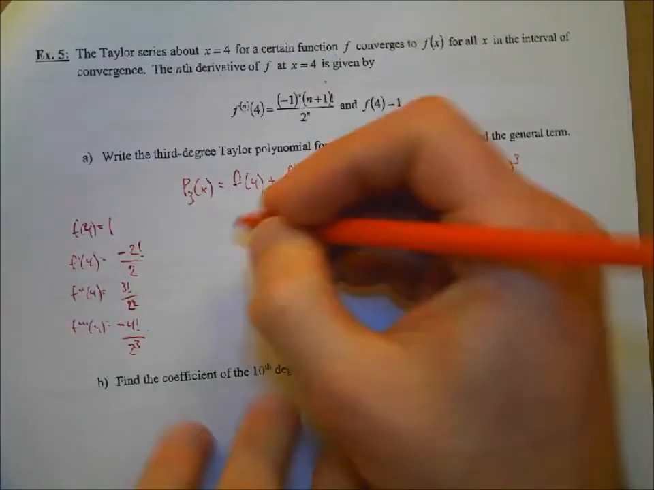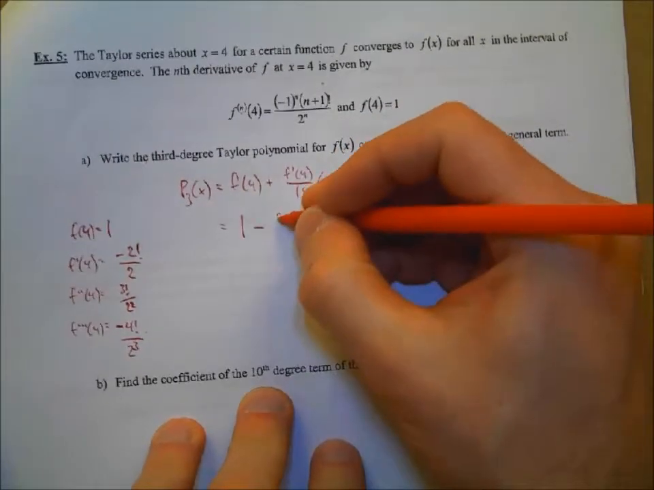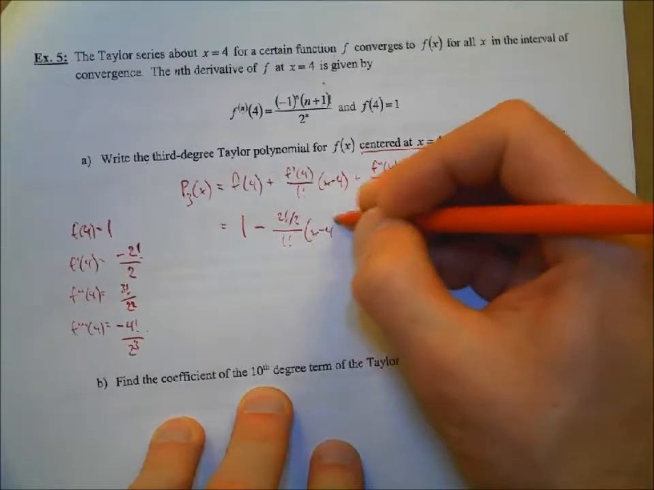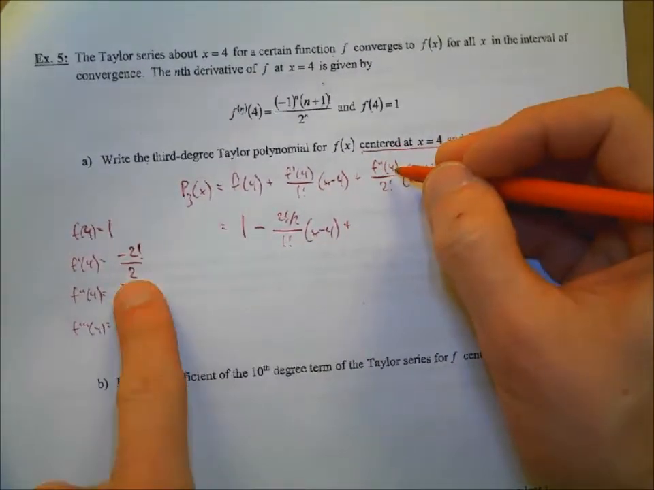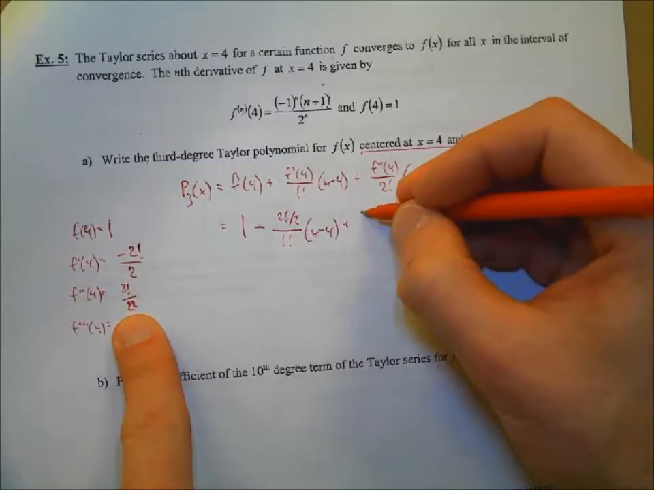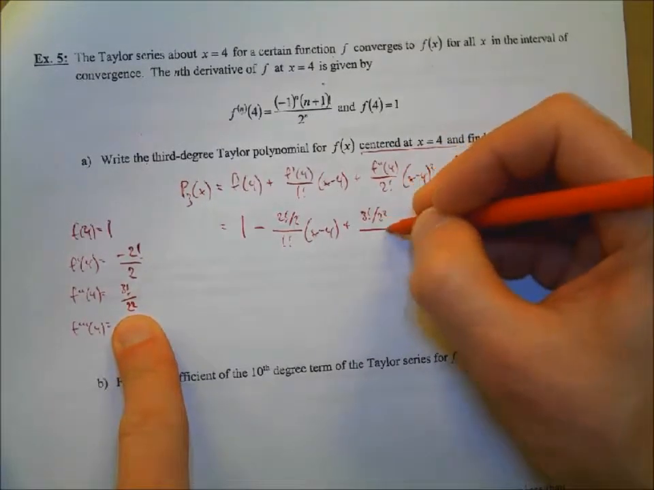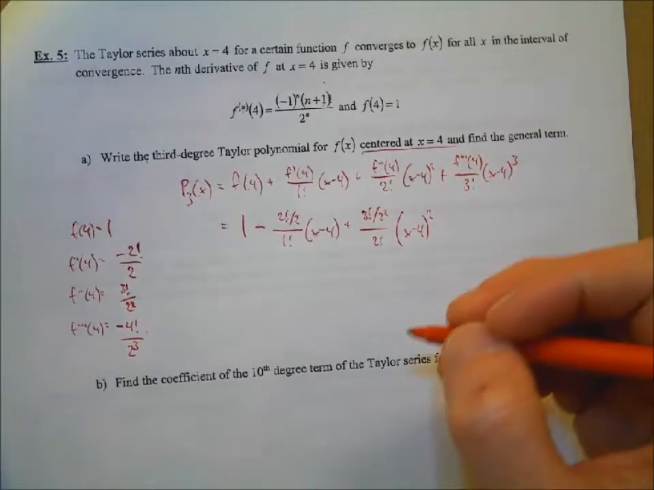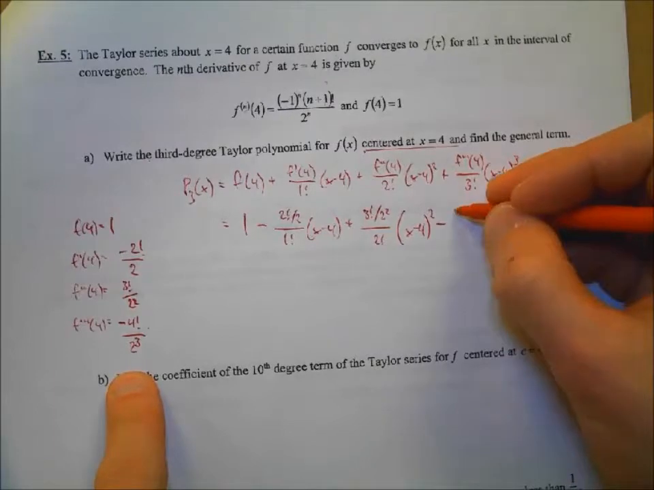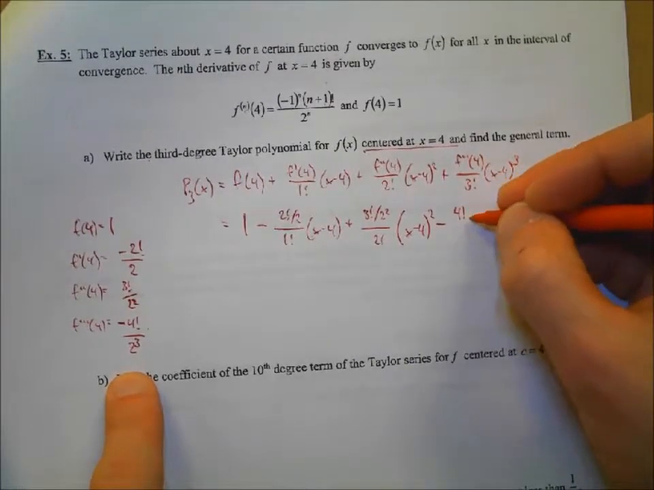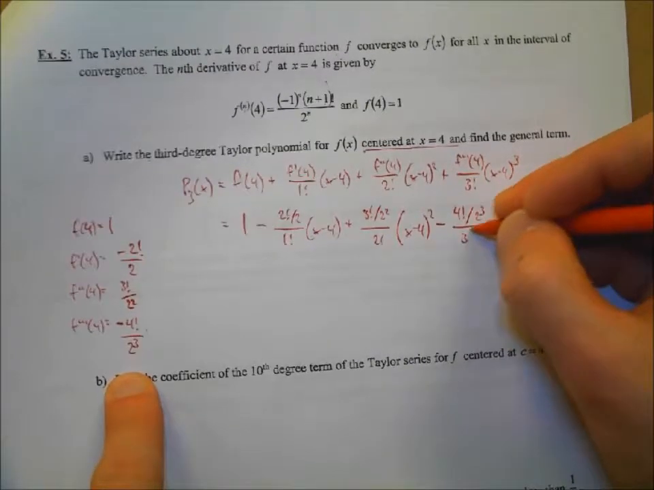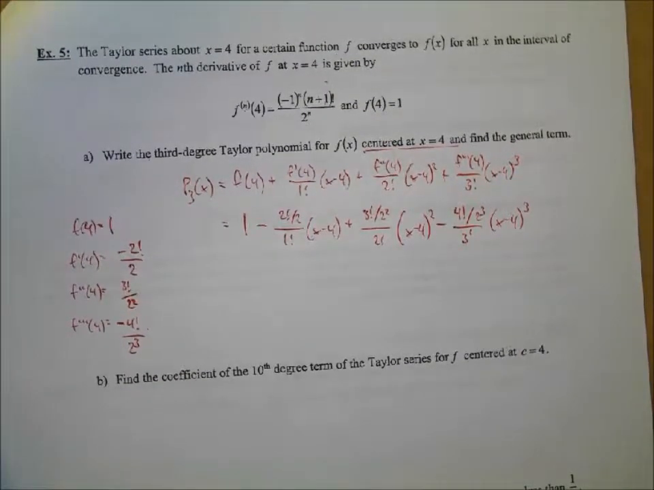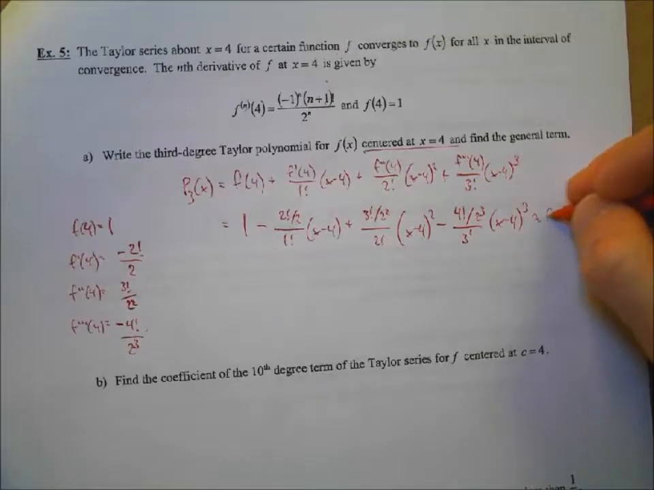Okay. So our polynomial is 1 minus 2 factorial over 2 over 1 factorial, x minus 4. Then f double prime of 4, which we got right there, so it's going to be 3 factorial over 2 squared over 2 factorial, x minus 4 to the second. And then minus 4 factorial over 2 to the third, over 3 factorial, x minus 4 to the third. And again, that is approximately f of x there.